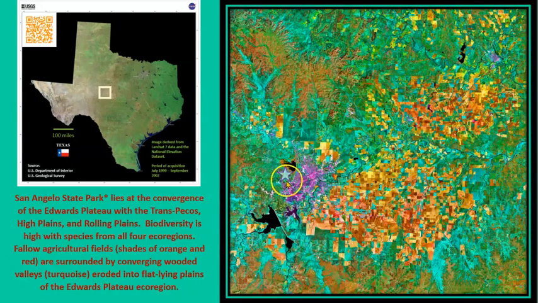San Angelo State Park lies at the convergence of the Edwards Plateau with the Trans-Pecos High Plains and Rolling Plains. Biodiversity is high with species from all four ecoregions. The park is also home to bison and the official Texas State Longhorn herd.